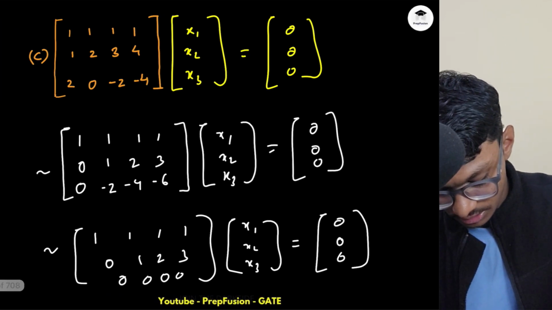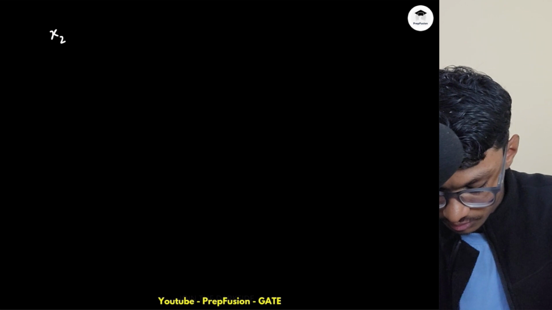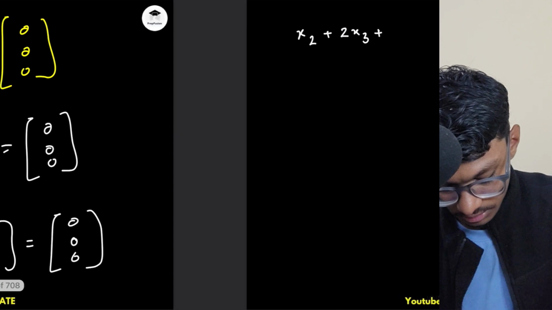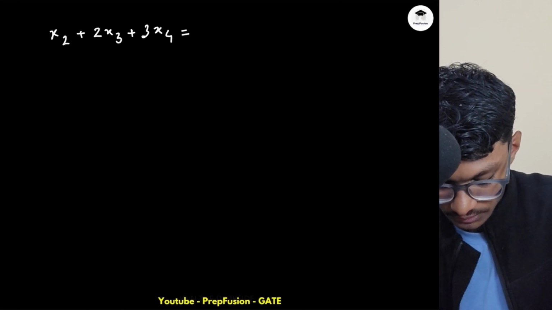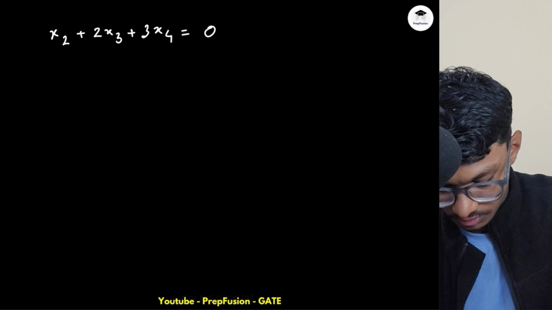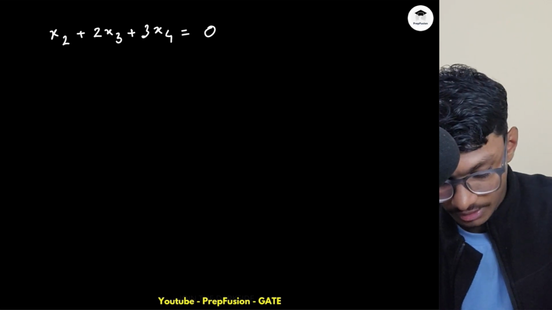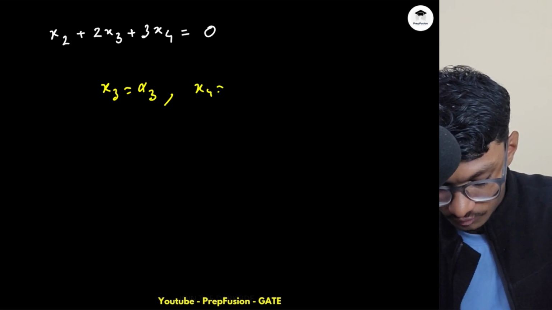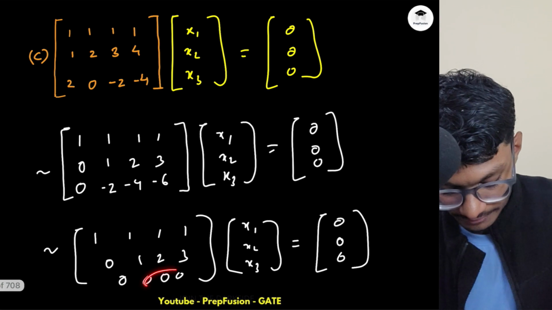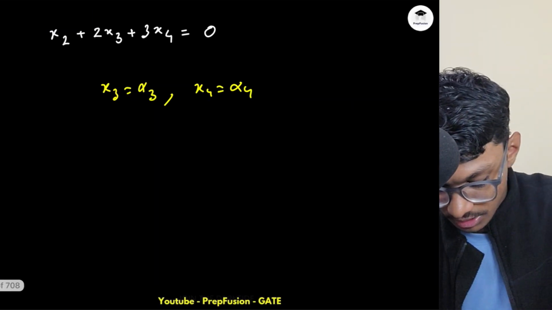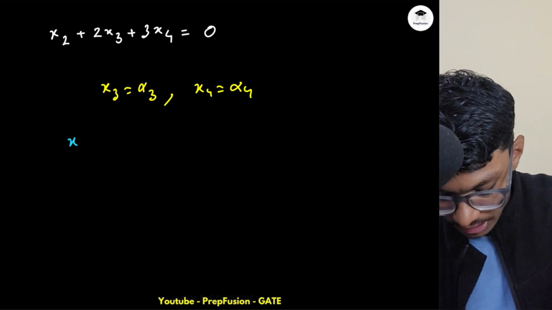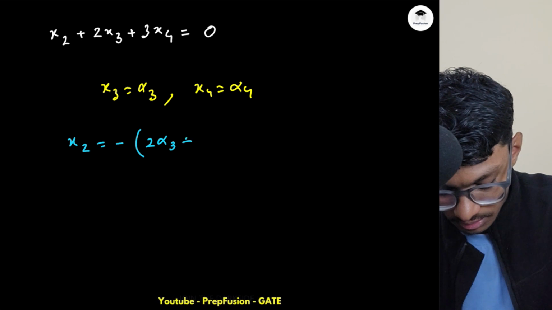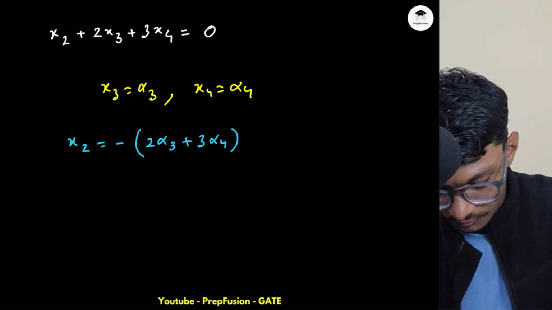If I write this second equation, it is x2 plus 2x3 plus 3x4 equals 0. So what I can do is let x3 be alpha 3 and x4 be alpha 4, because I don't have a choice; I have to take any values. So x2 I can write in terms of alpha 3 and alpha 4: minus 2 alpha 3 minus 3 alpha 4.